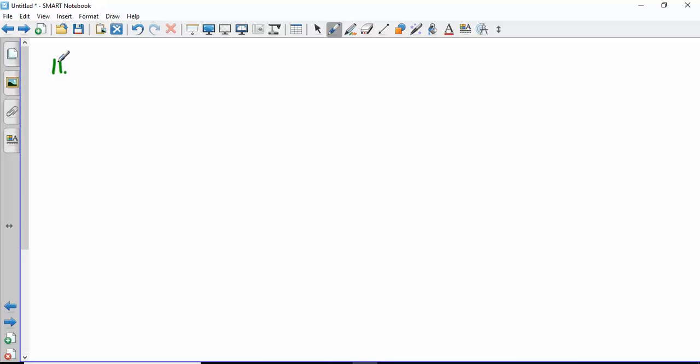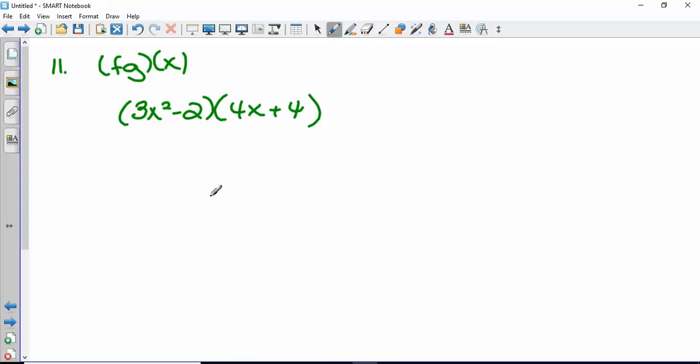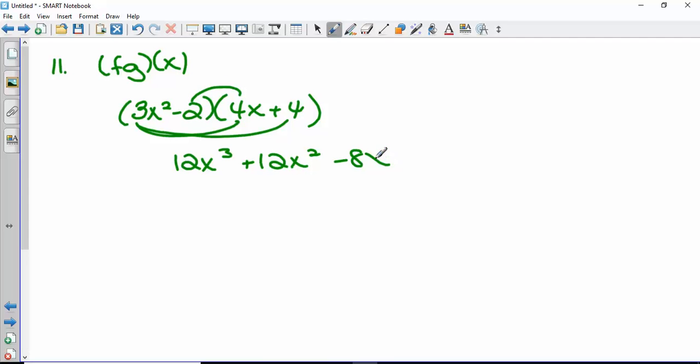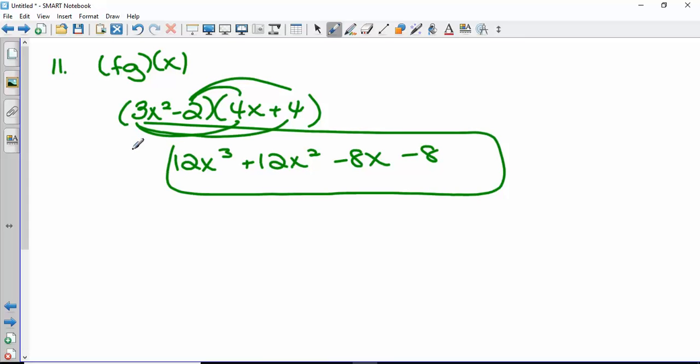Problem 11. This means f times g. So f is 3x squared minus 2. G is 4x plus 4. So how do you multiply those? So we get 12x to the third plus 12x squared minus 8x minus 8. There are no like terms, so we're done.